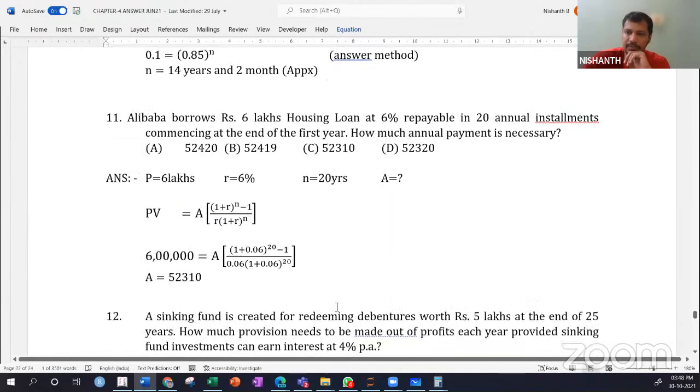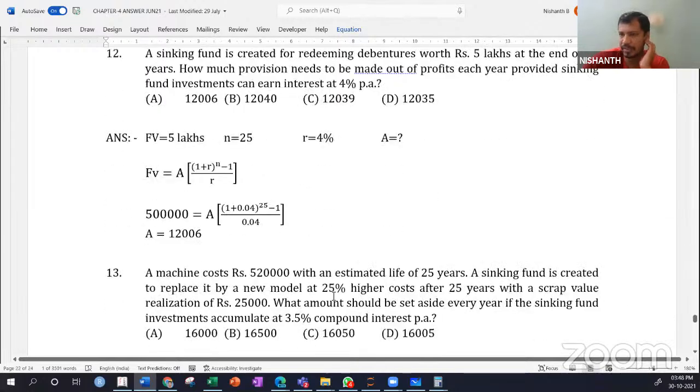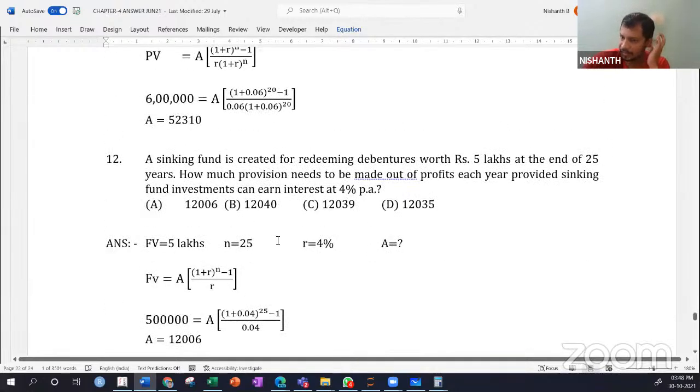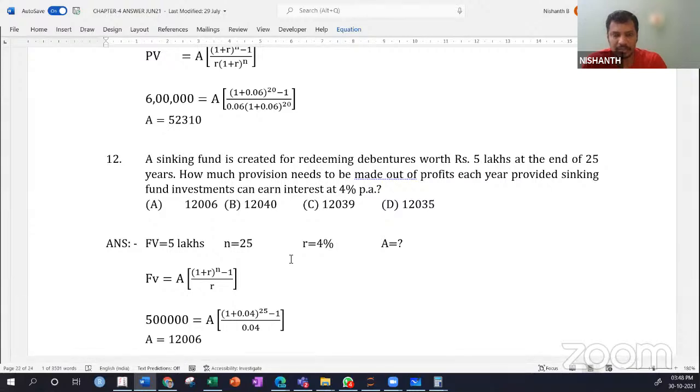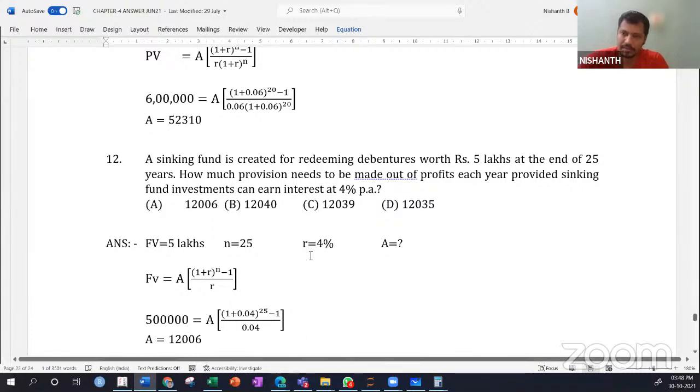So most of the things we have done. So nothing to worry here. Yeah, there is this sinking fund. Hope you understood the concept of sinking fund. It's a normal problem, but a sinking fund basically means a fund which is meant for a particular purpose, and this is future value of annuity because you are doing something to get that money. So that's how it works.